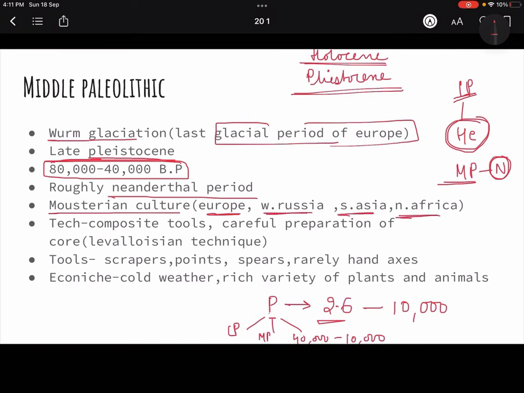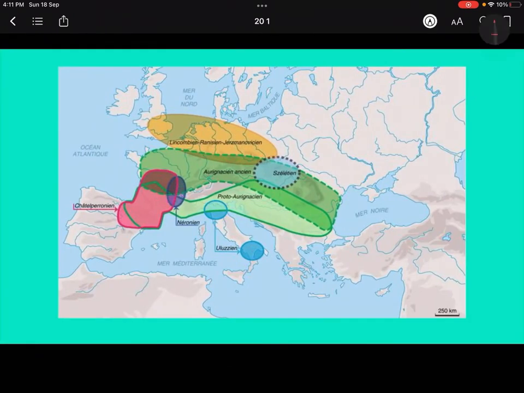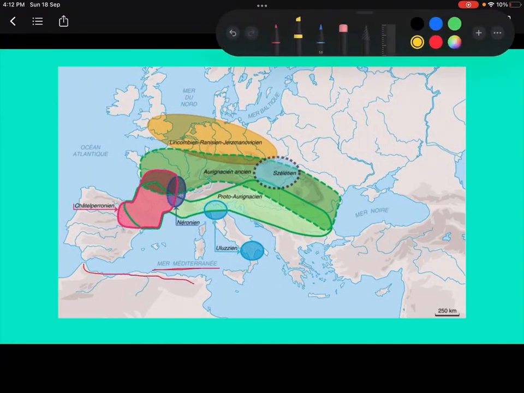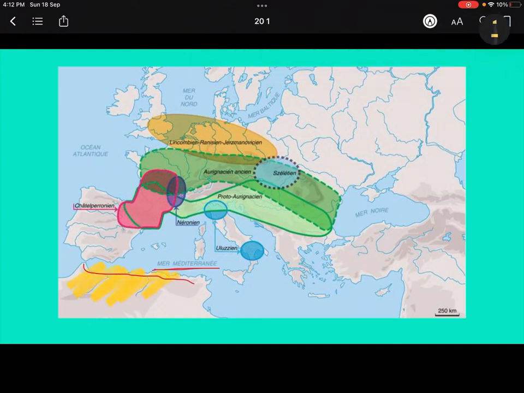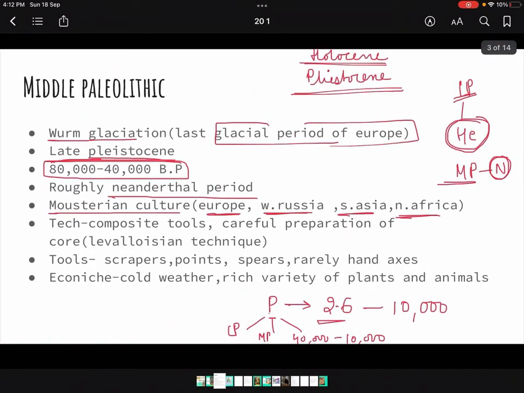Now I'll just show you the map, just wait. Let me first show you the map. See, this is your Mediterranean. This part I'll highlight with color. This would be your North Africa. Somewhere here will be the west of Russia, because at that time Russia was the whole thing, right? Balkanization and all of that had not happened, so all of that was Russia only. Then the Middle East part will come, then the Europe part. So that is what is written here: Europe, West Russia, South Asia, North Africa, right?